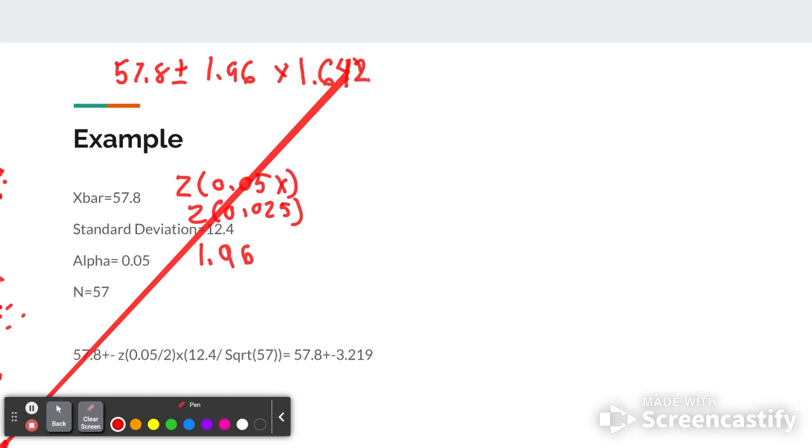57.8 plus or minus 1.96 times 1.642. And so 1.96 times 1.642 equals 3.218. And so the confidence interval would just be 57.8 plus or minus that margin of error of 3.218.